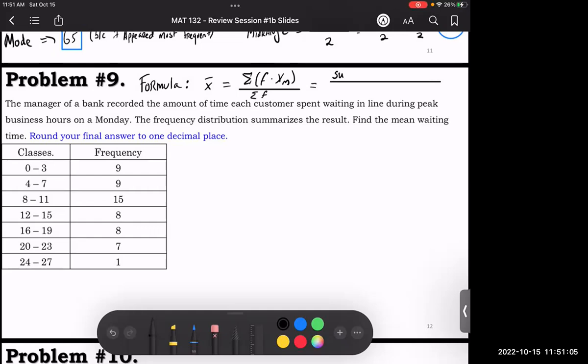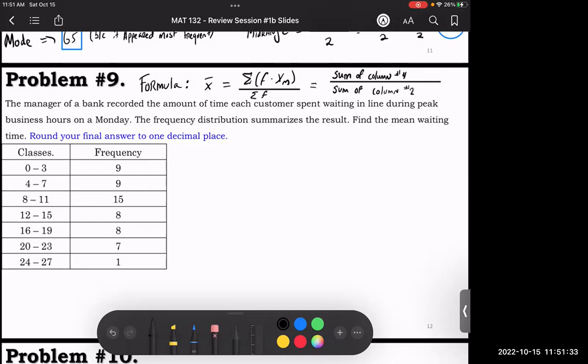You have the sum of column 4 divided by the sum of column 2. Right? That's informally what the formula states: when you have a frequency table, you're going to have to take the sum of column 4, whatever it is. I'll show you how we're going to get there. And then we divide it by the sum of column 2.